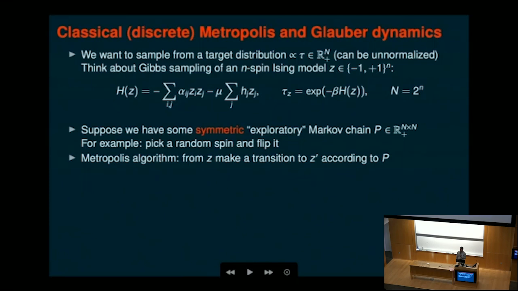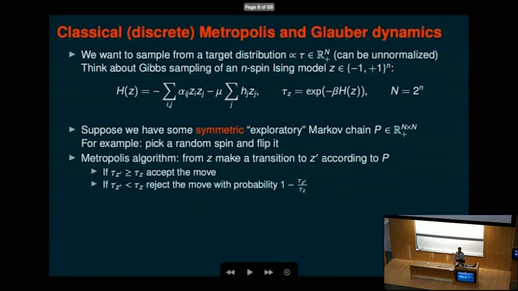And it says that, okay, look at the transition. Suppose that your Markov chain would tell you, okay, let's make a transition from configuration Z to Z prime. Then the rule is the following. If the likelihood increases, so the configuration Z prime is more likely than the configuration Z, then you just accept this move, then you are happy, you move to a more likely position. However, if you move to a less favorable position, then you should reject this move with some probability, or in other words, accept this move only with probability the likelihood of configuration Z prime over Z.